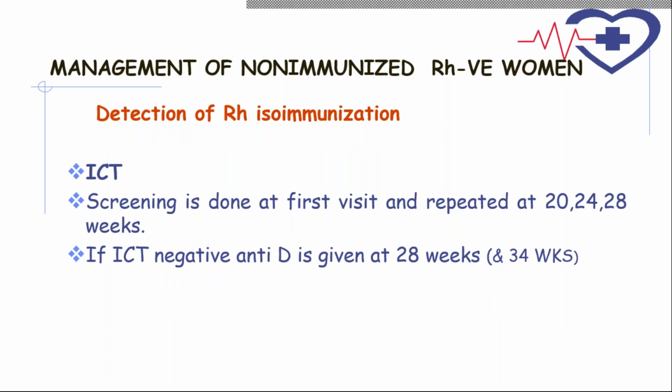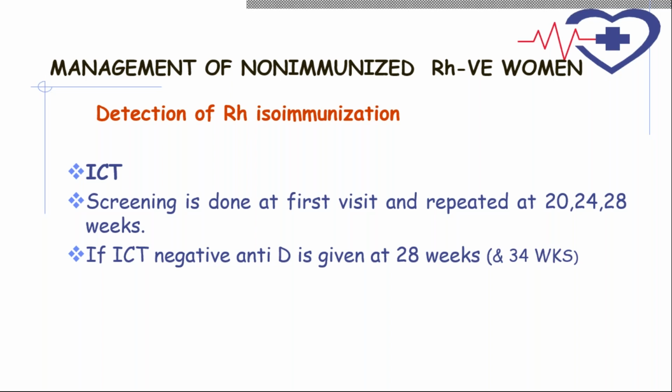Yes, ma'am. Then, when an Rh isoimmunization is detected, how will we get to know it? The ICT titers which we have done will be positive. Then after that, we will order for the titers. What is the value of the titers? It gives an idea of the severity of isoimmunization.